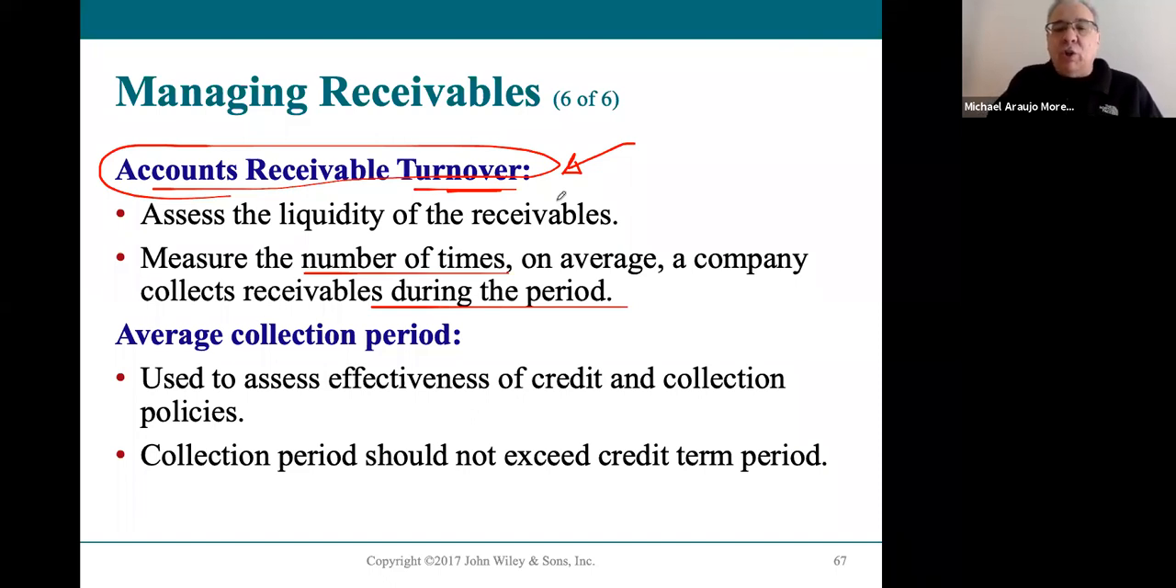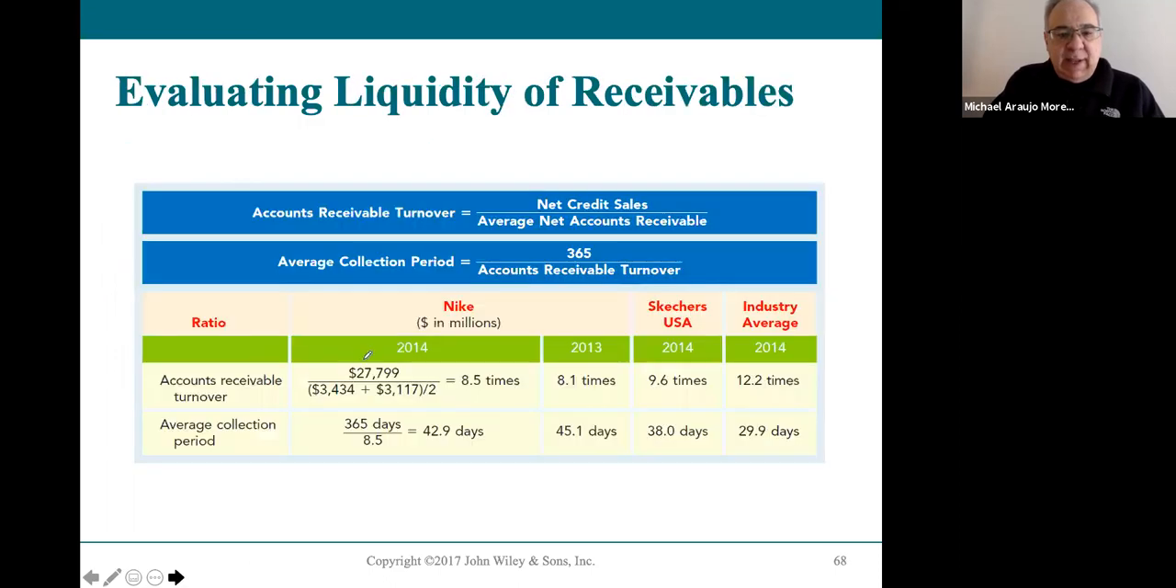Once you know what the turnover rate is per year, you can simply calculate the actual number of days, the collection period, by putting that turnover rate below 365. And that's basically what you're going to be seeing here. The accounts receivable turnover rate is the credit sales divided by the average receivables. To get average receivables, you take the beginning and ending, divide by 2.